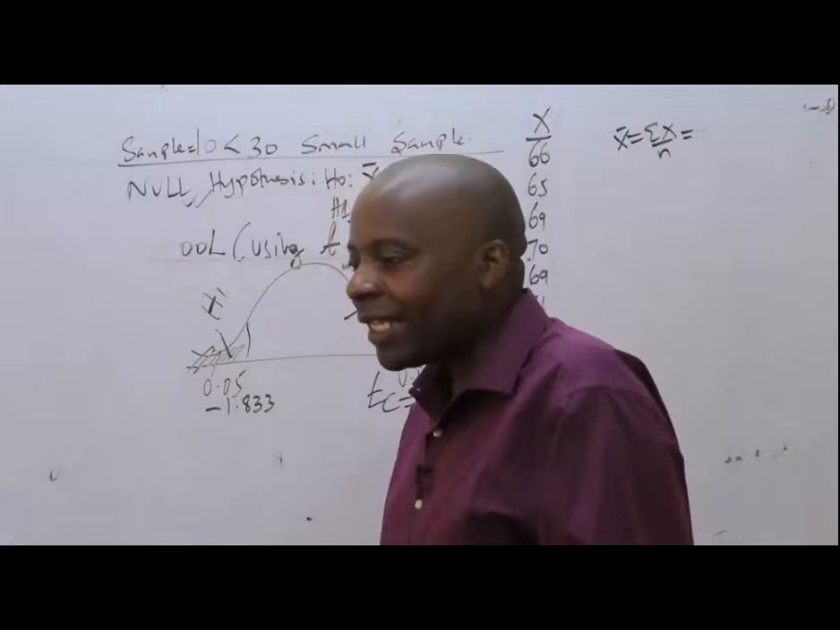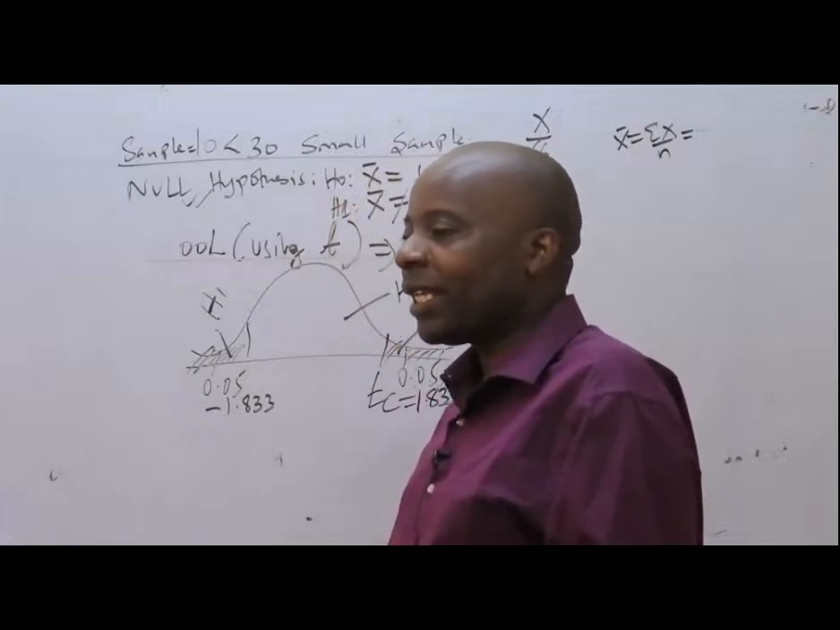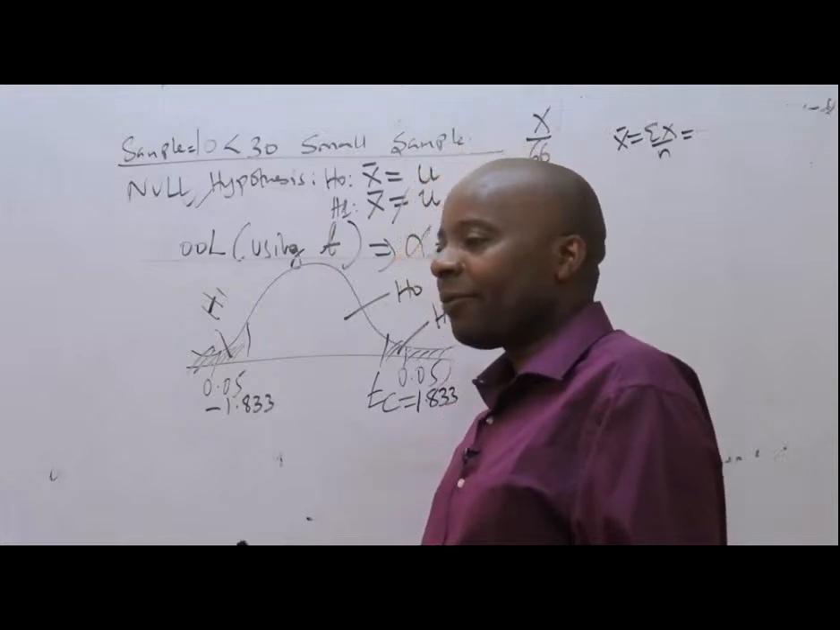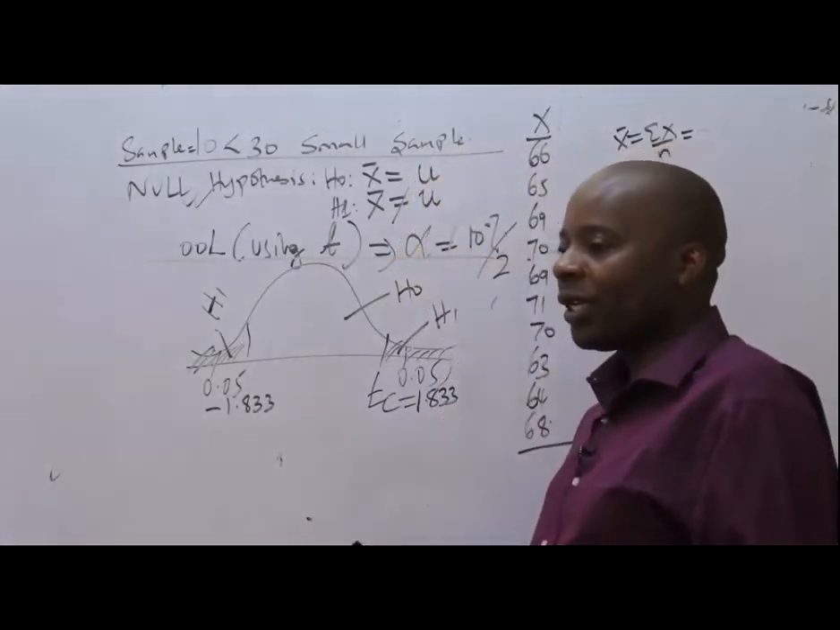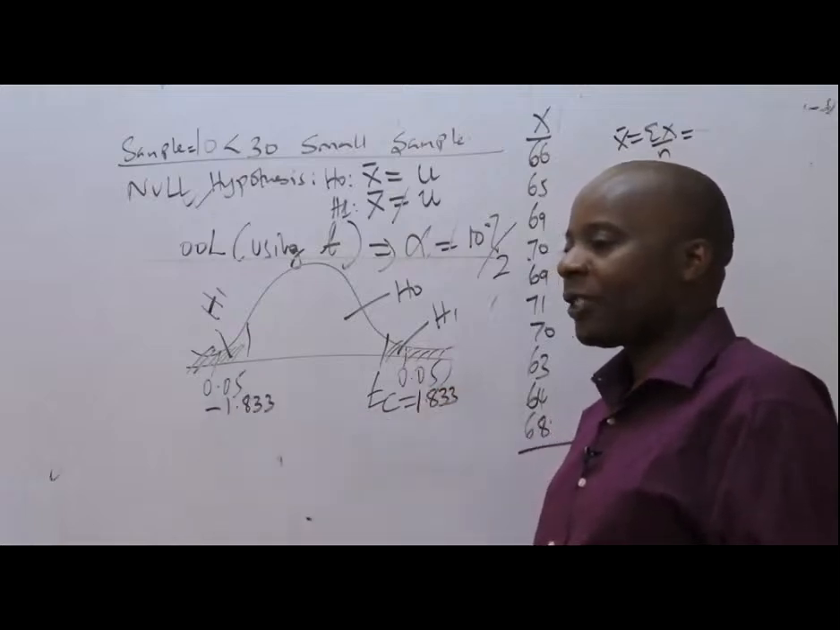The level of significance is 10%. We assumed that the level of significance is 10%. So 10% divided by 2 came to 0.05, because 10% is for both tails.